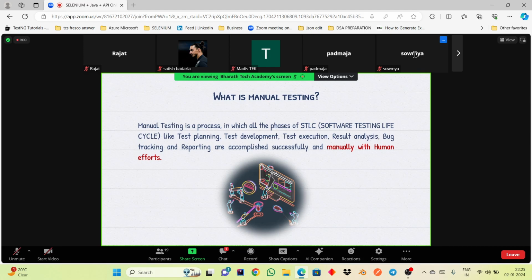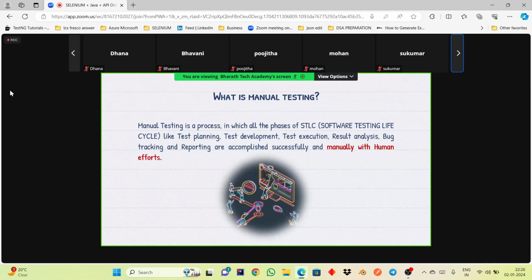Then once we write the test cases, comes test execution. Test execution means, as per the test cases, we validate the application, and then we identify the results, whether the expected result matches the actual result written in the test case or not. If not, we create the defects, and then we publish the report.